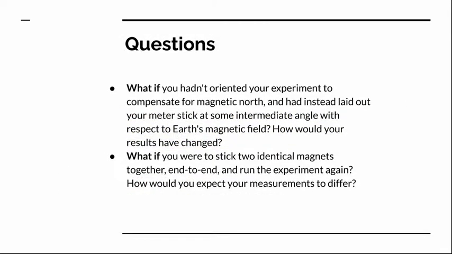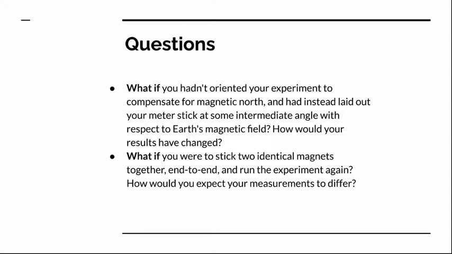If I had not oriented the experiment in order to compensate for magnetic north, and instead just laid out the experiment at some intermediate angle with respect to Earth's magnetic field, the results would have changed, as I would basically be adding the Earth's magnetic field vector, of which I do not know the direction nor exact magnitude at the observation point as I move it along, and if it is not parallel to this vector, then my results would be constantly changing throughout.